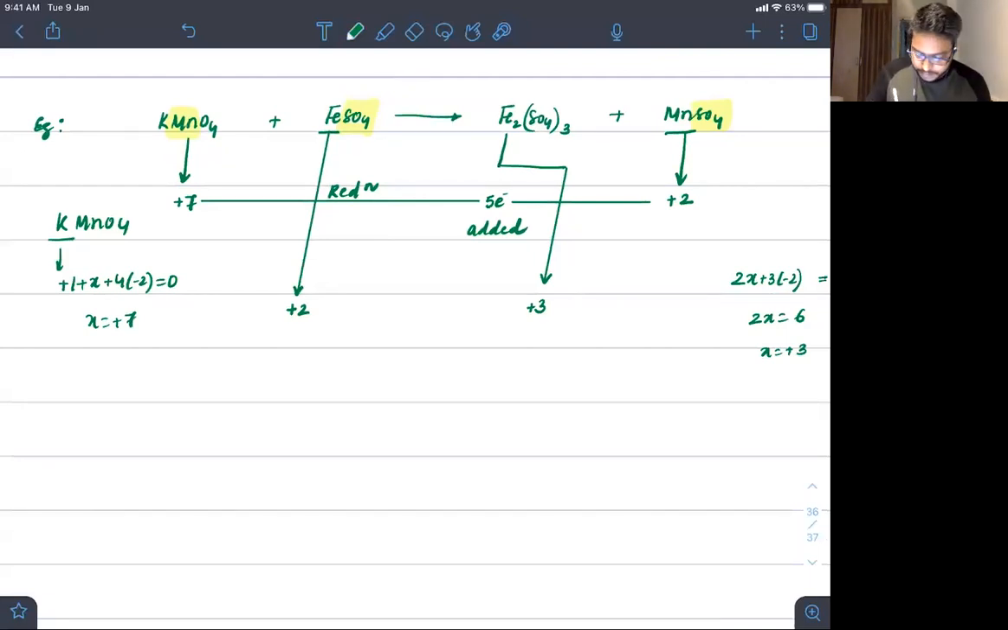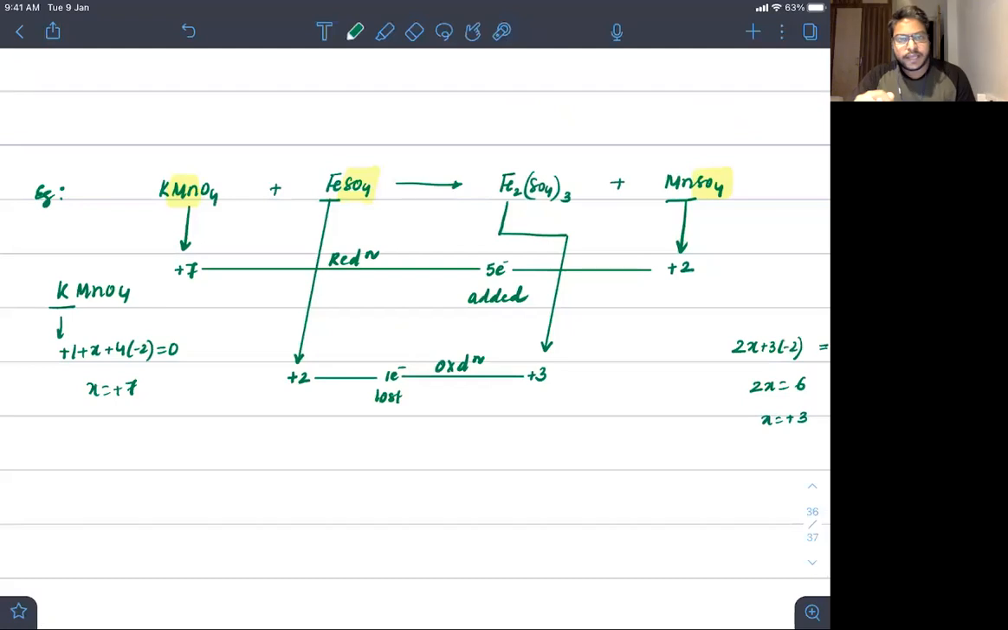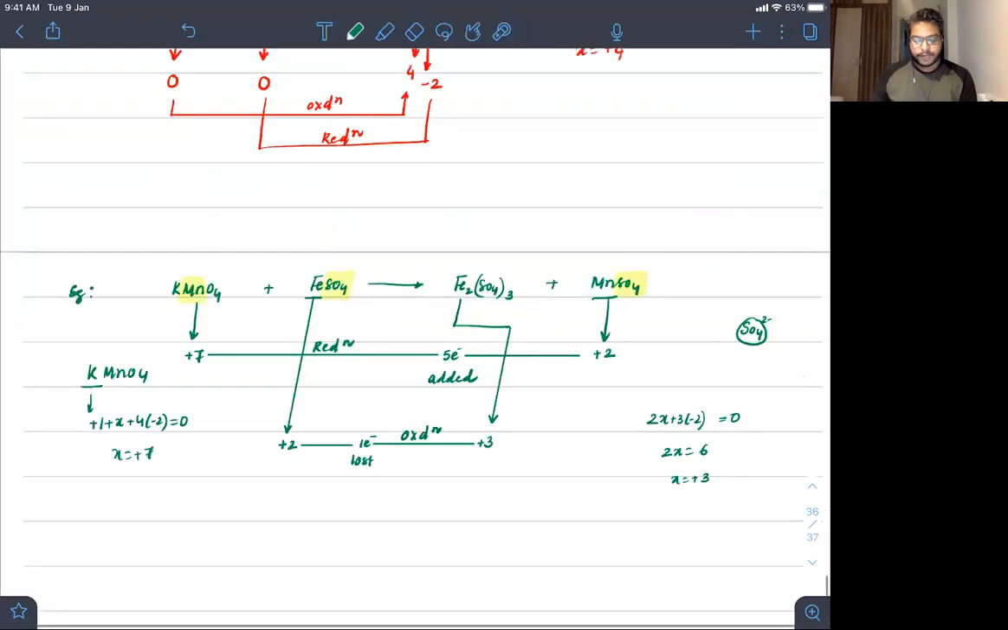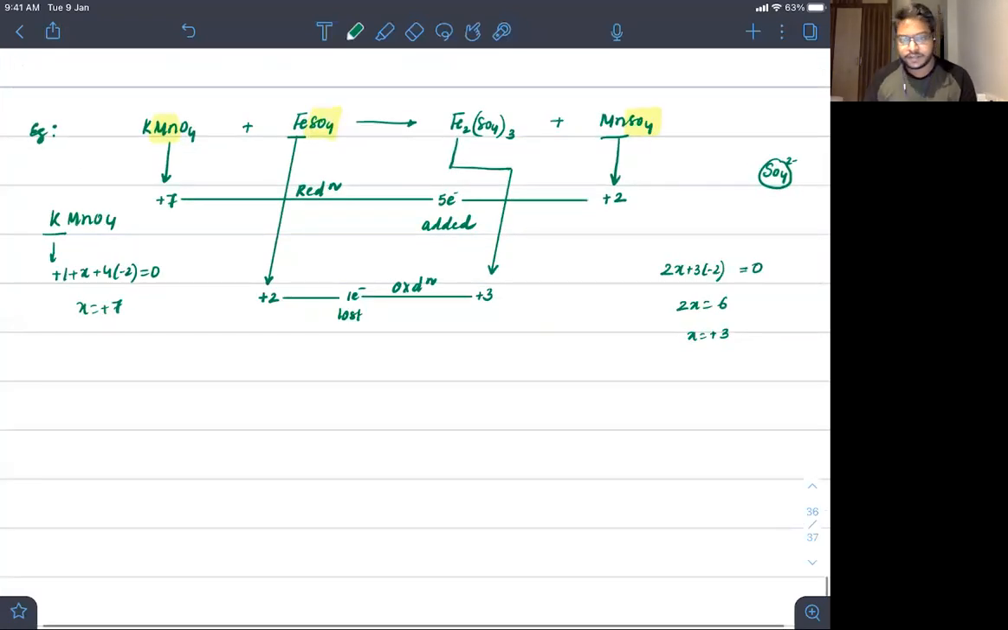So we have seen it is changing from +2 to +3. So +2 to +3 means 1 electron has been lost. If there is a loss of electron, it is oxidation. So we can say KMnO4 is undergoing reduction, FeSO4 is undergoing oxidation. So yes, when this type of reactions are observed, we say it is a redox reaction. Everybody understood this logic?